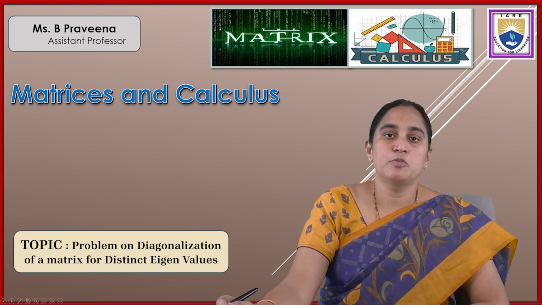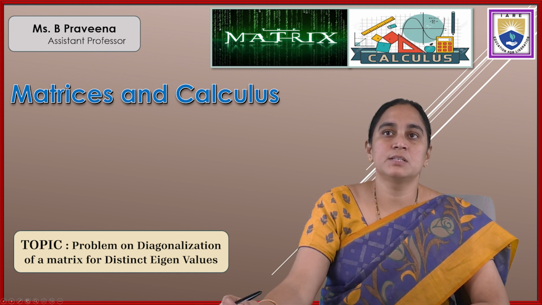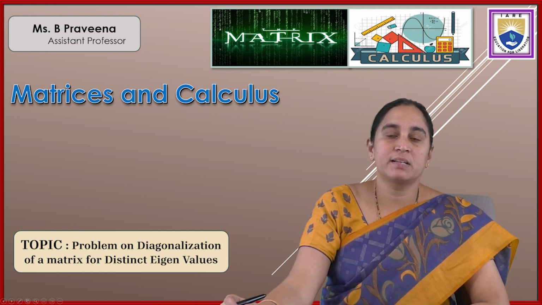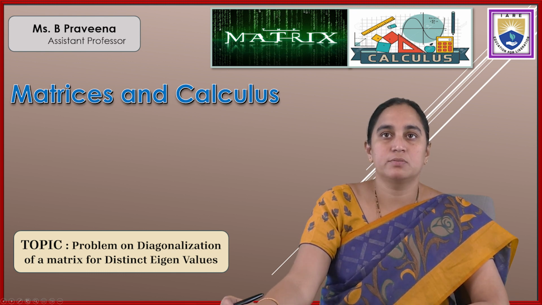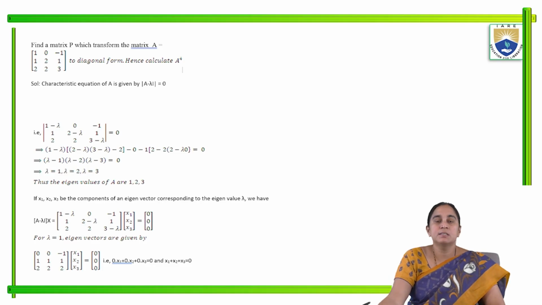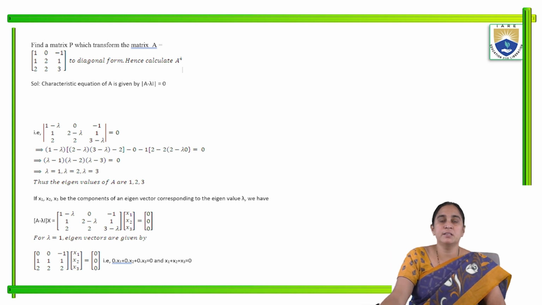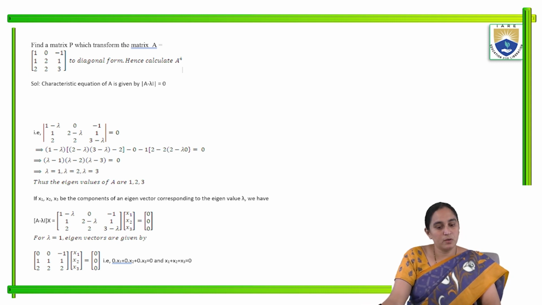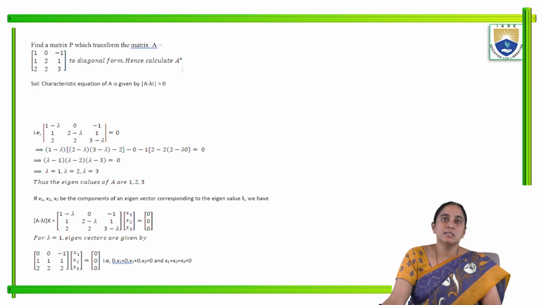Today I want to discuss the problems on diagonalization of a matrix for distinct eigenvalues. Already we discussed in the last class the theory part of diagonalization of a matrix. Once again, I'll repeat that theory, how we find the diagonalization of a matrix through the concept. What is the concept of the diagonalization of a matrix?